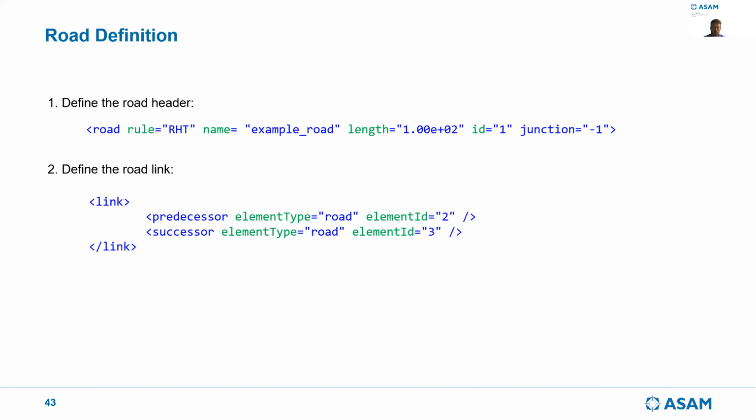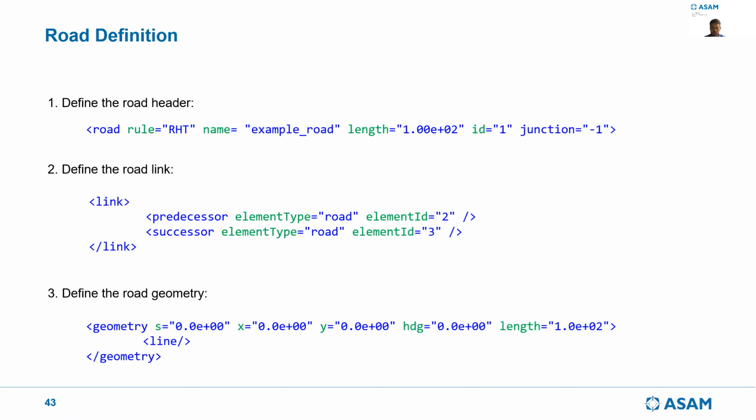Then, of course, we need to define that road link. So we define predecessor and successor. And here we have that logic combination. Where do I come from? Where can I go? So we have here the road ID 2 that was in the beginning, and then we have road 3 that follows our road 1.